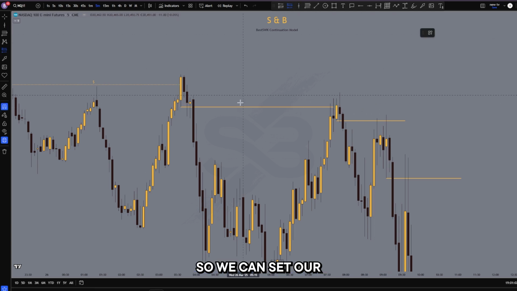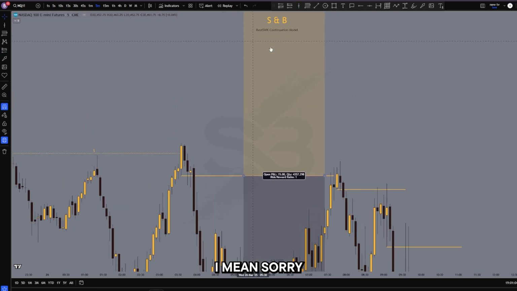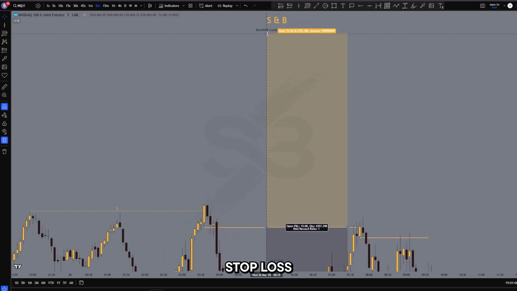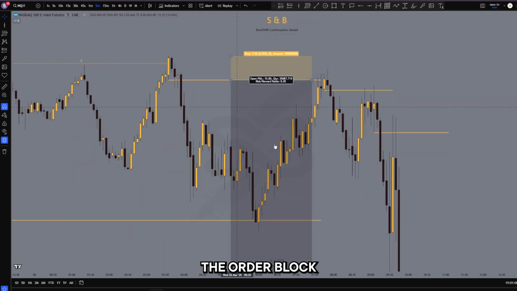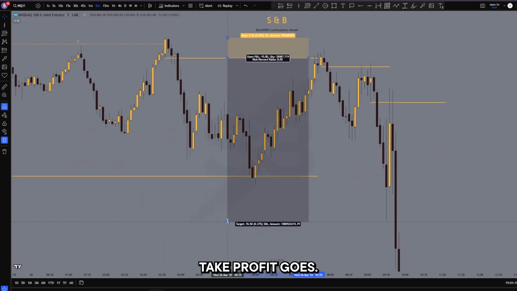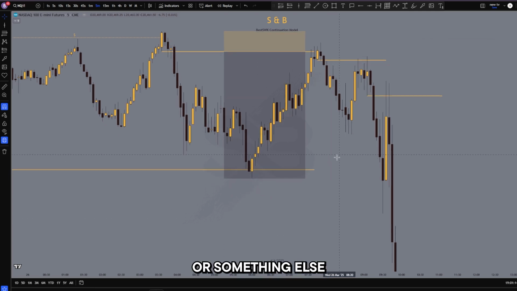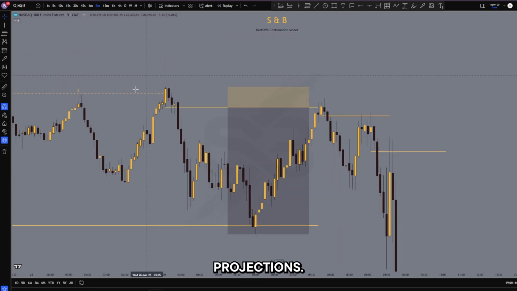So we can set our stop loss, our entry here. Stop loss goes on the high of the order block, and then take profit goes obviously wherever you're seeking, whether it's a low for liquidity or something else based on projections. So as we can see, price prints here, comes back to it. You would have gotten a fill here.